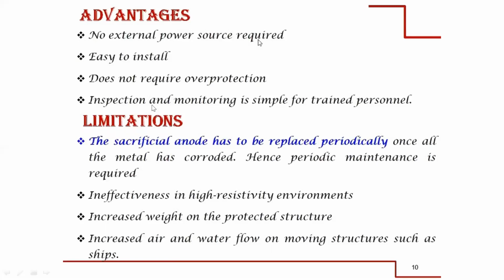So now the limitations. The main limitation of this method is that the sacrificial anode has to be replaced periodically. The anode is sacrificing itself to prevent the corrosion of the cathode, so the anode itself is dissolving. When the anode is dissolving, you need to replace it periodically. If you're not replacing it, what will happen? The metal to be protected will undergo corrosion. Hence periodic maintenance is required.